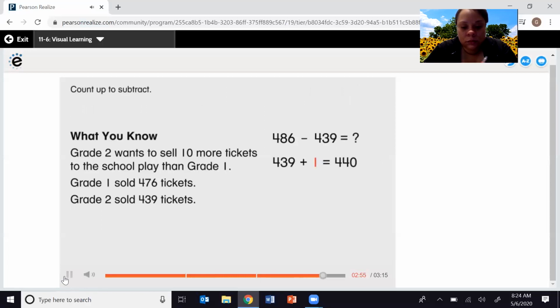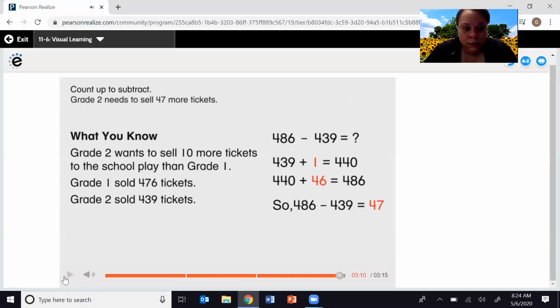To subtract, 439 plus 1 equals 440. 440 plus 46 equals 486. So 486 minus 439 equals 47. So they ended up figuring out by doing this, and you can use any strategy here to solve it, that in order to reach their goal of 10 more tickets than grade 1, they had to sell 47 more tickets.